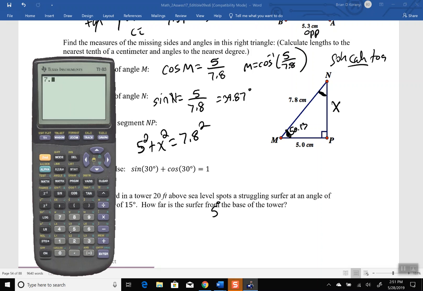So 7.8 squared minus 25, which is what 5 squared is. Take the square root. I should get about 5.99.